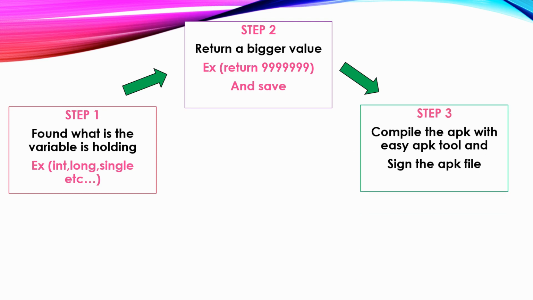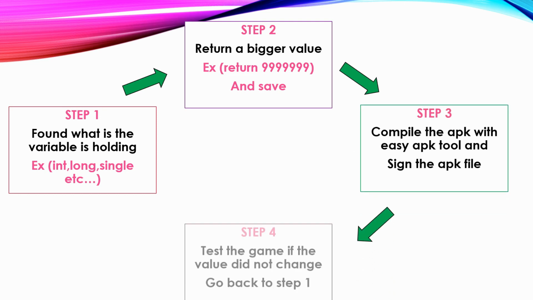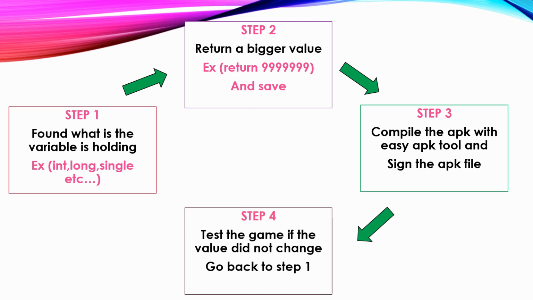At third, we compile the APK with Easy APK Tool and also sign it. And at fourth, we test the game. If the value works and the game didn't crash, you modded the game for the first time. Congratulations. If the game crashes, well, all you have to do is go back to step 1 and do everything again.